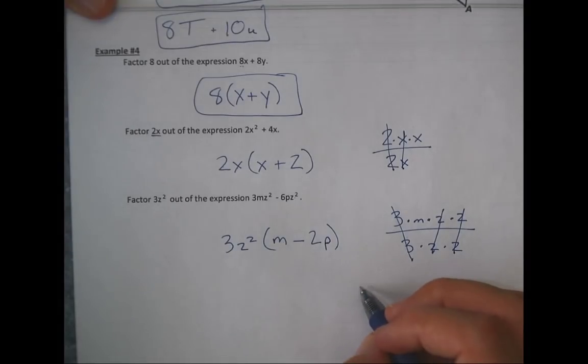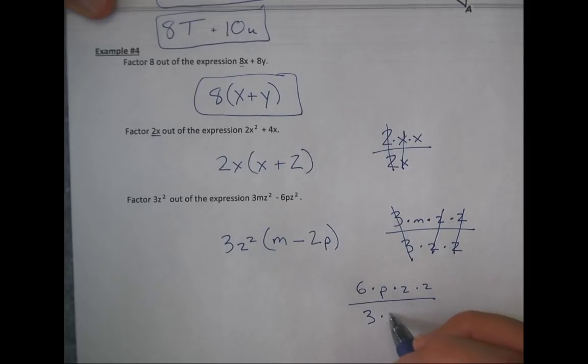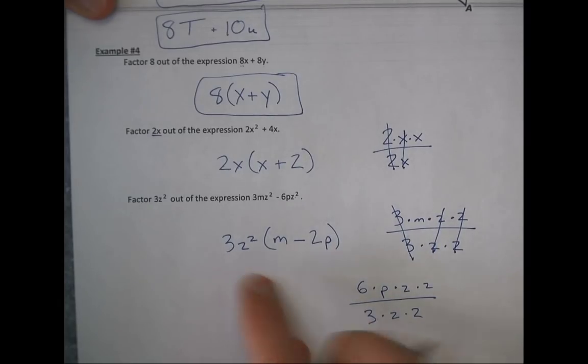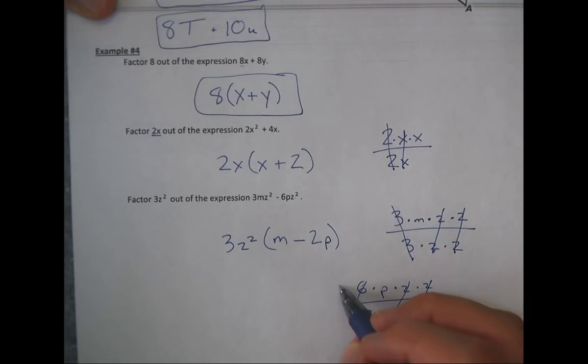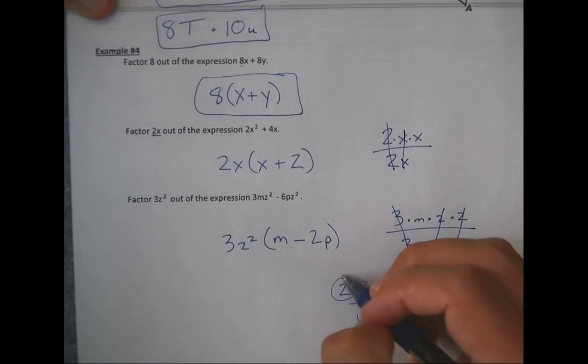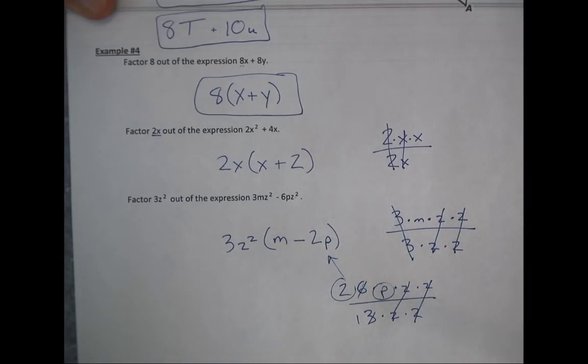You could have also gone to 6 times p times z times z. And again, you're taking out 3 times z times z. We took out 3z squared. So your z's cancel, and the 6 and the 3 simplify to 2 over 1. And so you've got the 2p, and that's where this comes from right here. So you can always fall back on this if it's helpful for you for factoring.